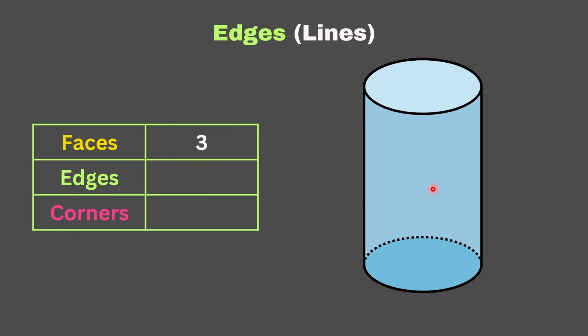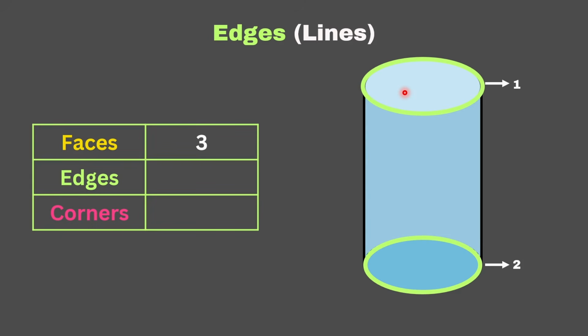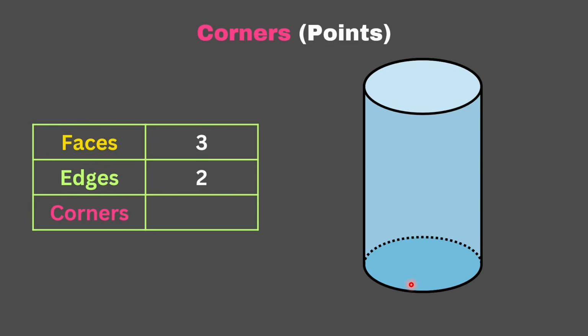Now, let's look at the round boundaries, 1 and 2. These are the edges of a cylinder. So, there are 2 edges. Now, do you see any pointy corner? No. So, a cylinder has 0 corners. So, that means a cylinder has 3 faces, 2 edges and 0 corners.